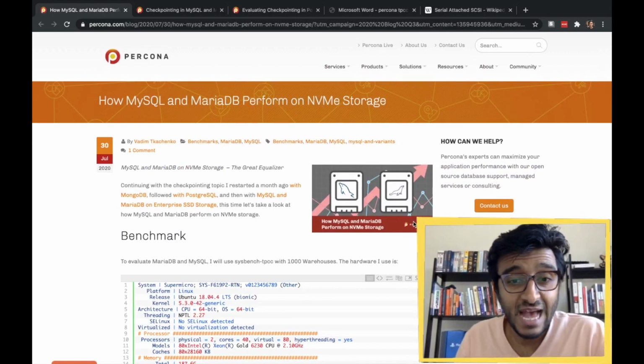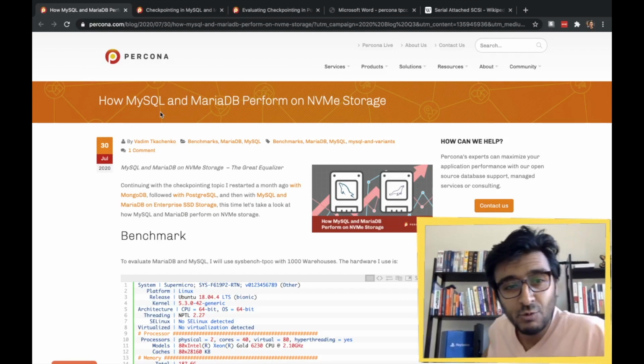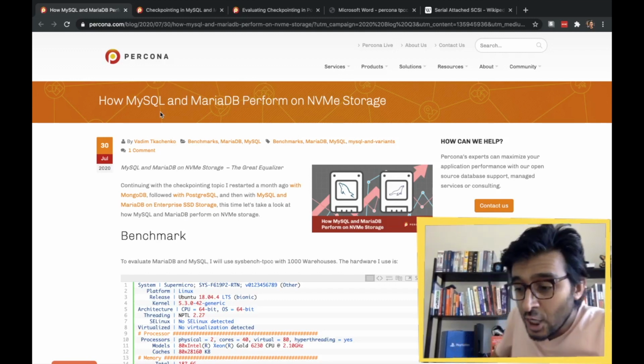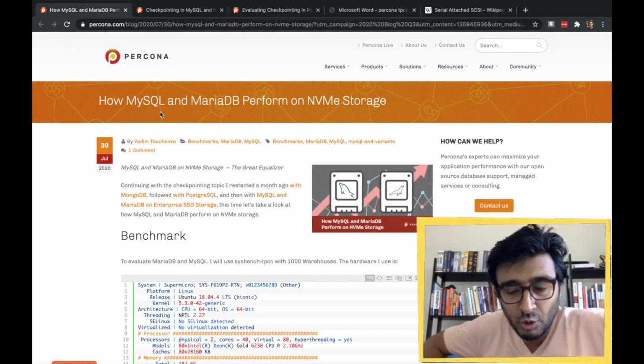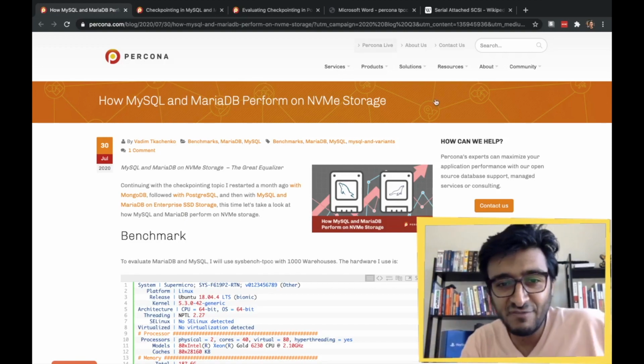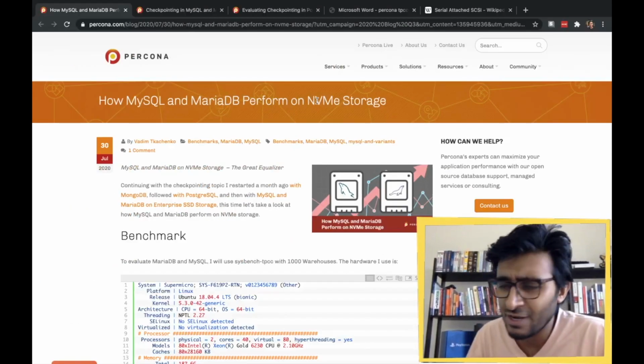Percona have released some interesting benchmarks between MySQL and MariaDB when it comes to specific SSD types, talking about the controller type. NVMe storage. Something I never thought I was going to hear from an engineering or computer science perspective.